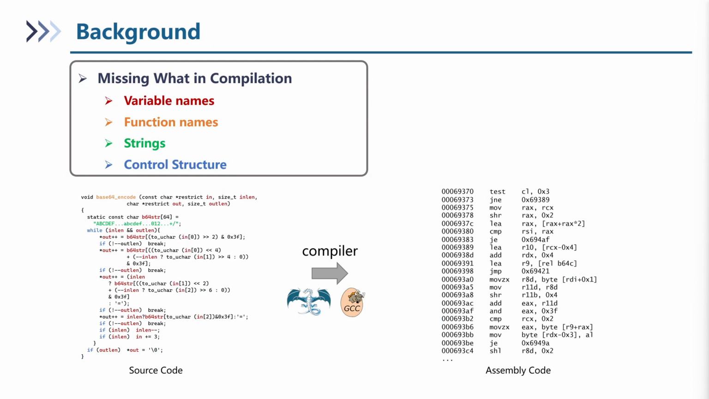Let's start with the example. It's a function for base64 encoding from a real-world project. The source code is on the left side and the binary code in assembly is on the right side.